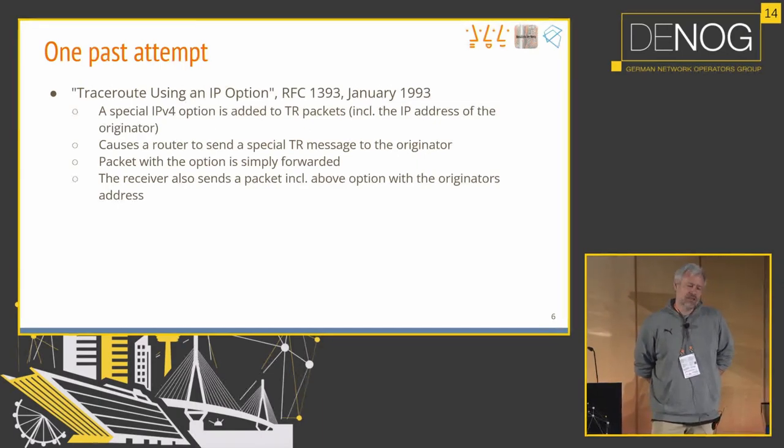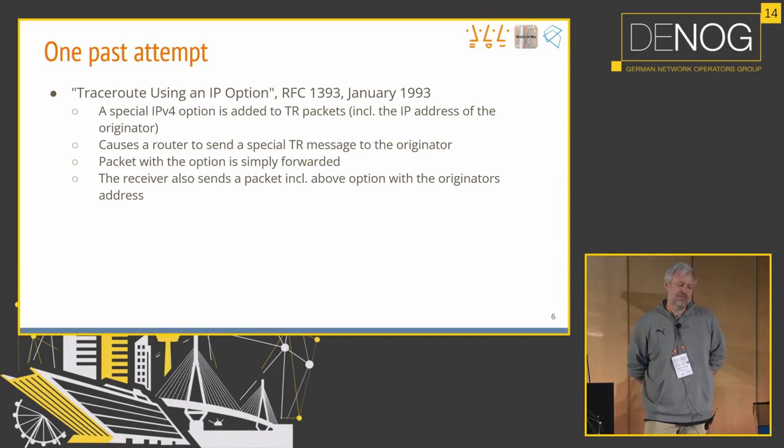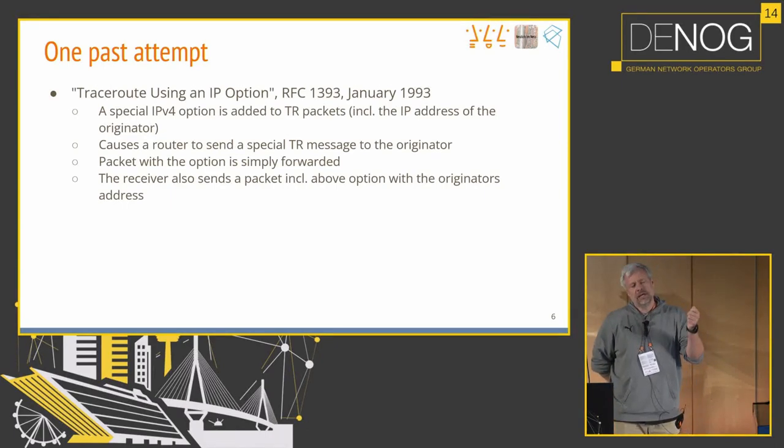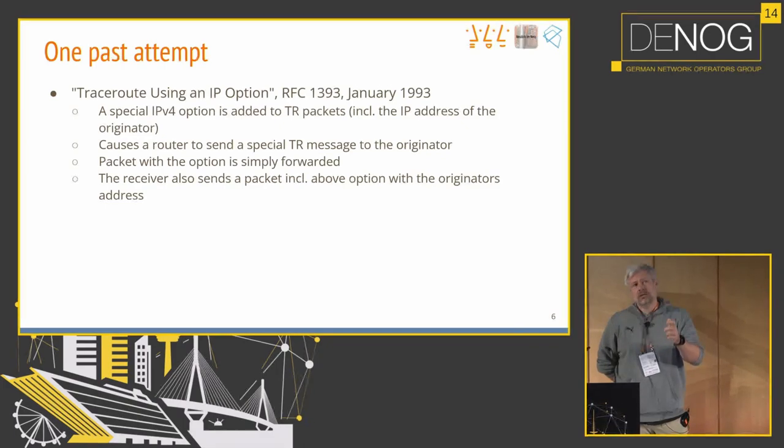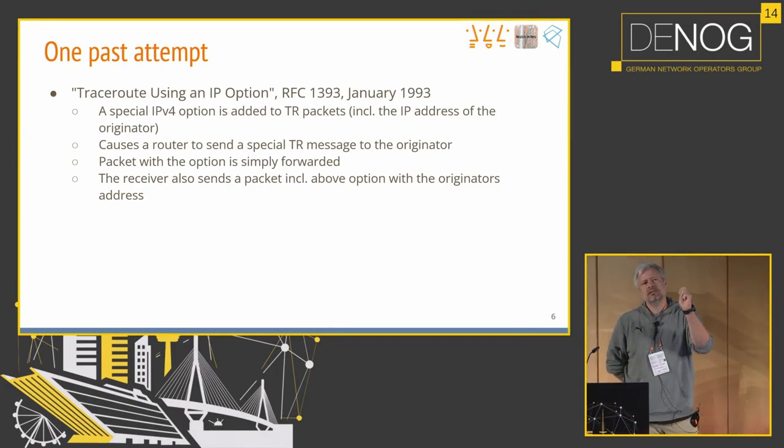But what they did was they invented, so IPv6 didn't exist yet, so they specified an IPv4 option. And what happens is you take a regular data packet, you add the option, and you write your origin address, your source IP address, into that option. And I'll tell you why later on. A router sees that packet with that option, forwards it as a usual data packet, but uses the IP address in that option to send a reply back. And this way, a data packet goes through the network, and every router seeing the option just sends a reply back, and this way you can do a traceroute measurement.